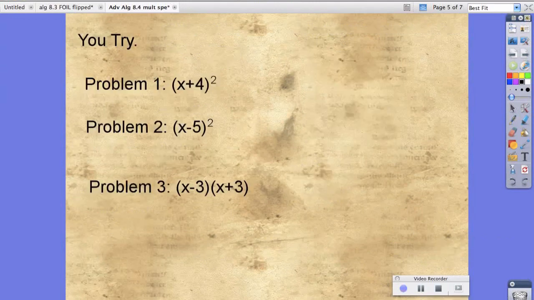Now it's your turn. Try solving these 3 problems, put them on your notes, and we'll take a look at them in class.